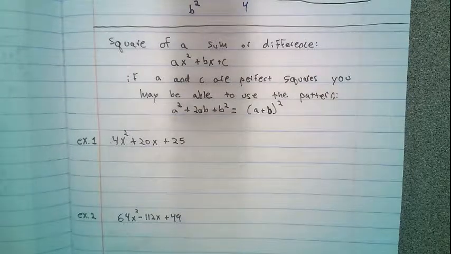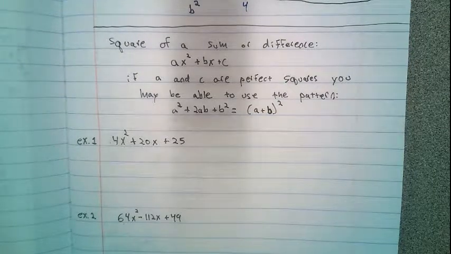The next pattern that goes with factoring special cases is a square of a sum or difference pattern. So I'll give you some time to write this example down, but if you have a quadratic like ax squared plus bx plus c, and you notice that a and c are perfect squares, you may be able to use the pattern a squared plus 2ab plus b squared equals (a plus b) squared.